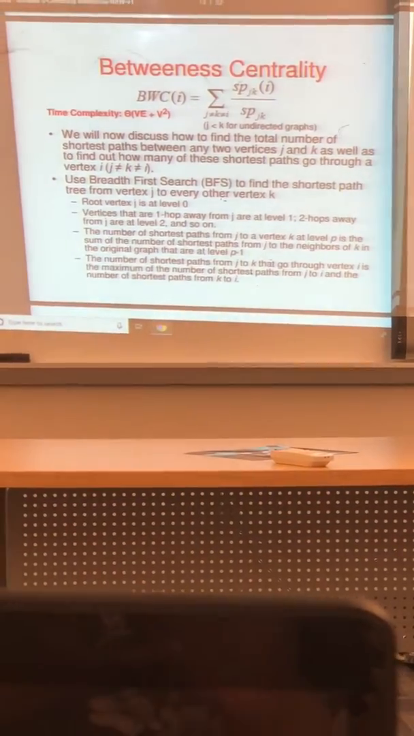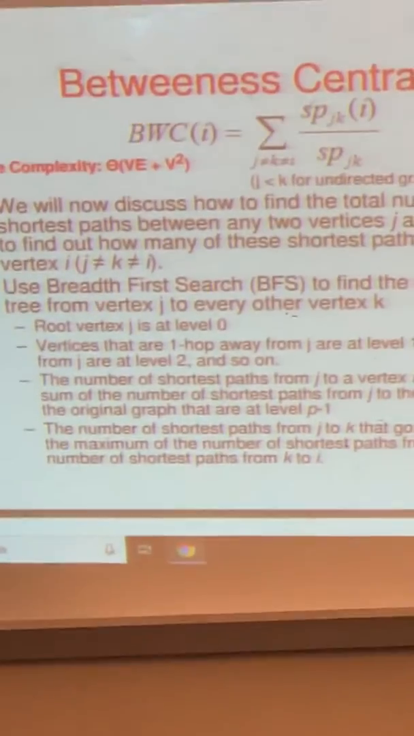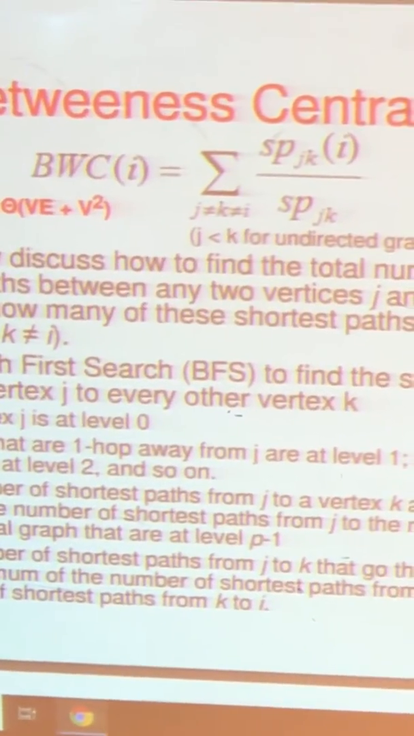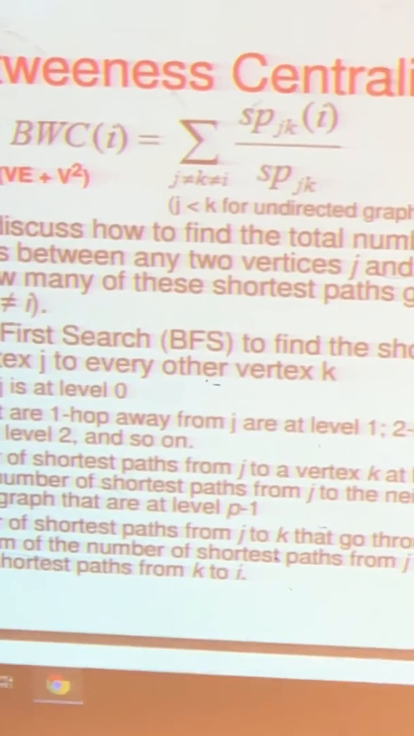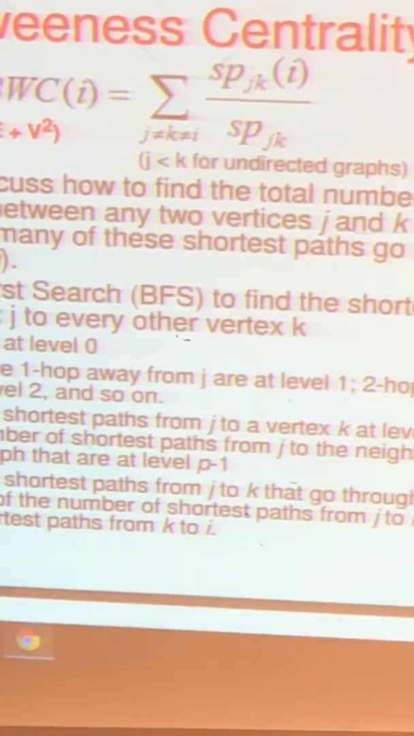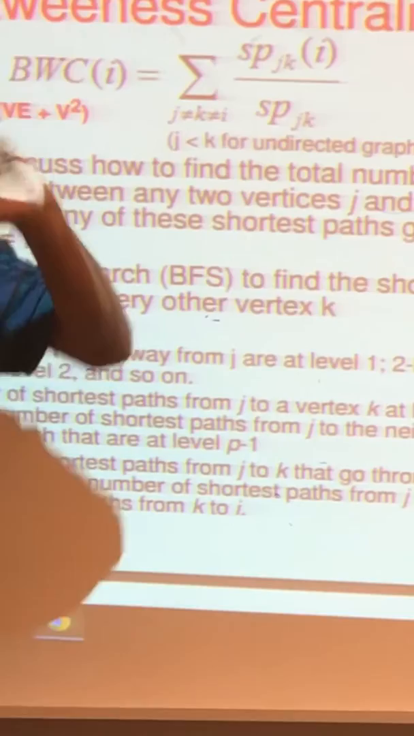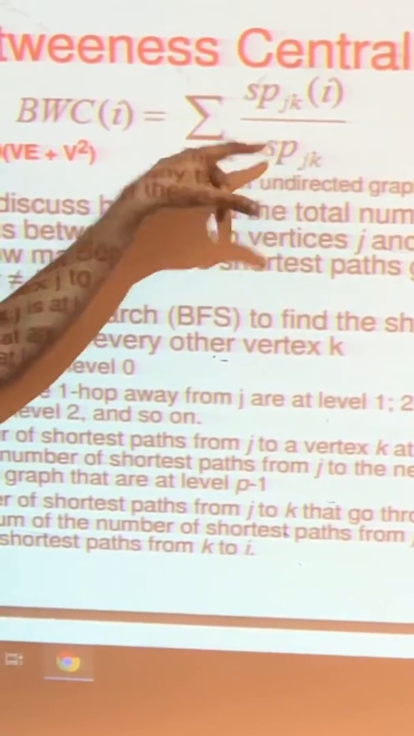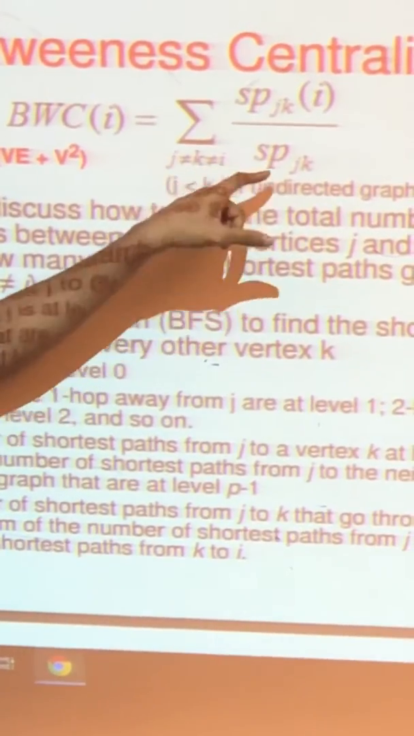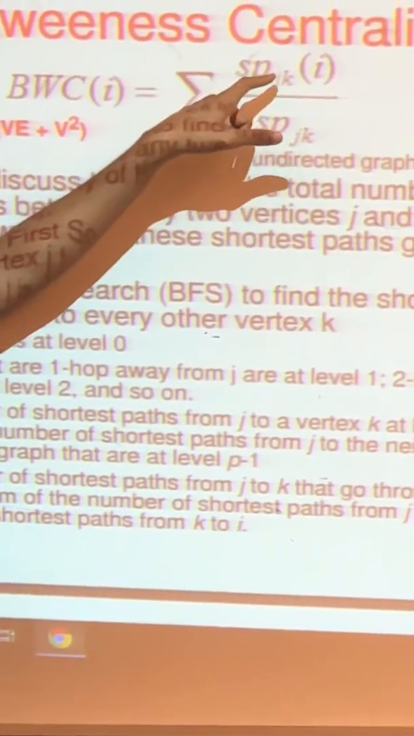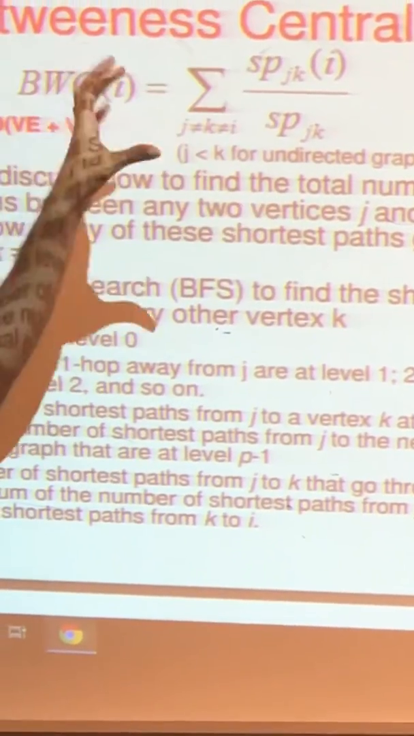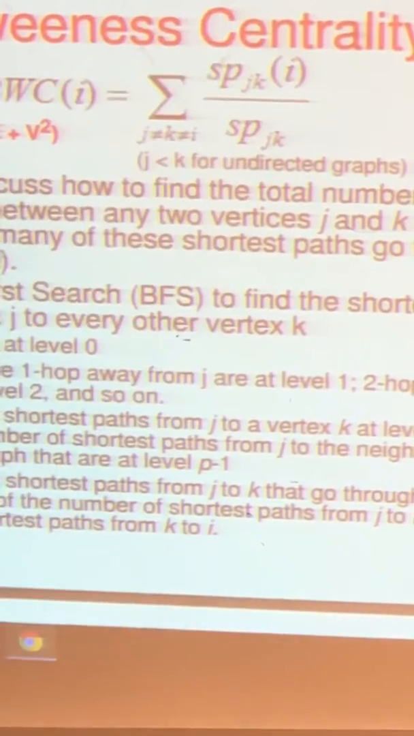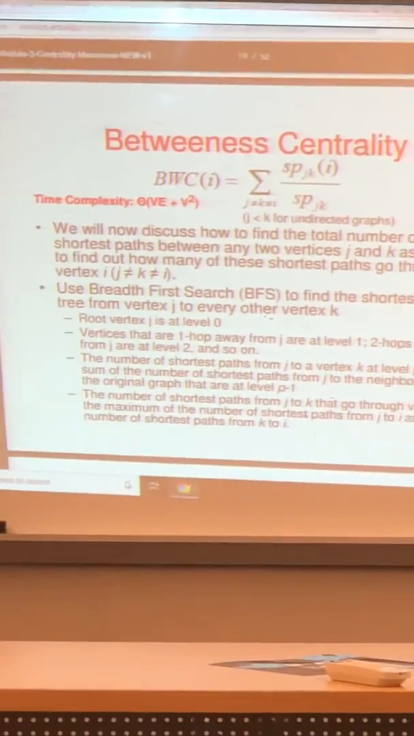So it is computed as this ratio and sum of these ratios. If you want to compute the betweenness centrality of a particular vertex, you consider all pairs of vertices in the graph and find the number of shortest paths between any two vertices. That's the denominator: the number of shortest paths between any two vertices like j and k, and how many of those shortest paths go through i. For each such pair j, k, find that fraction and sum all those fractions. Okay, so we'll see some examples.